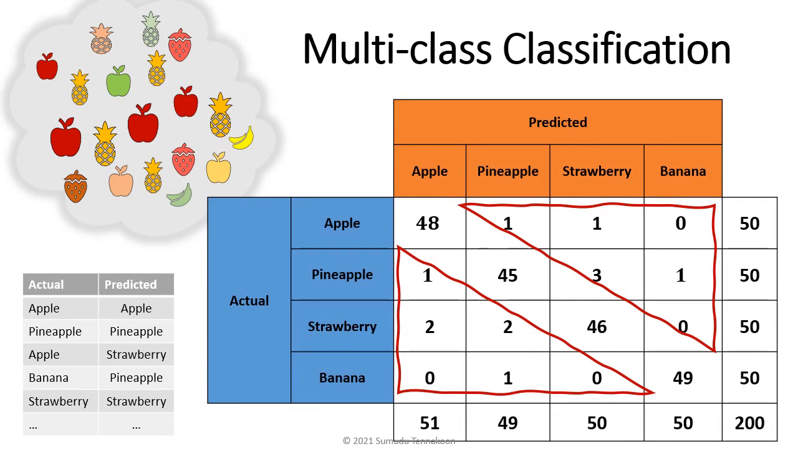Now, so far we have discussed binary classifiers and how you can evaluate them. Now let's look at how you can use the confusion matrix and the metrics to evaluate classifiers, and how you can use them to evaluate multi-class classifiers.